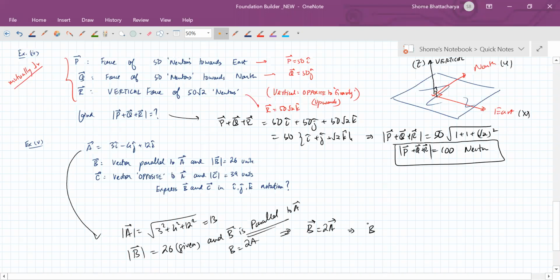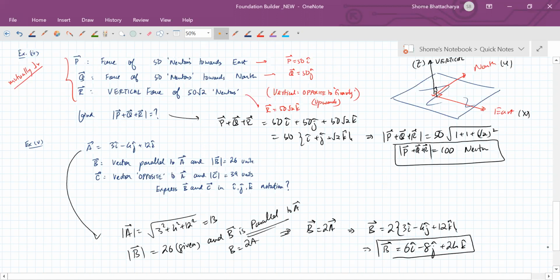So the vector B should be, you can just write it first as 2 times A, which is 3 i cap minus 4 j cap plus 12 k cap. So that means that the vector B should be denoted as 6 i cap minus 8 j cap plus 24 k cap.